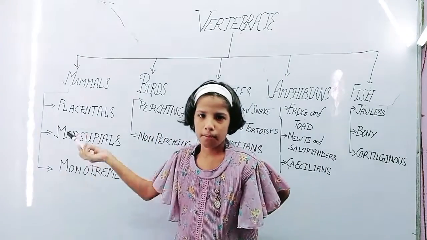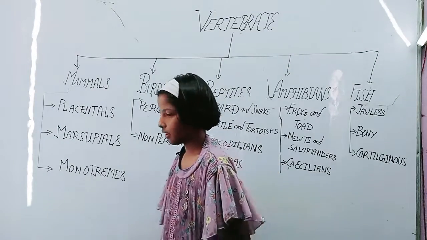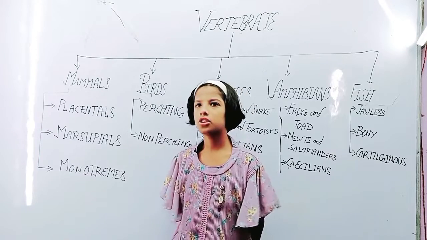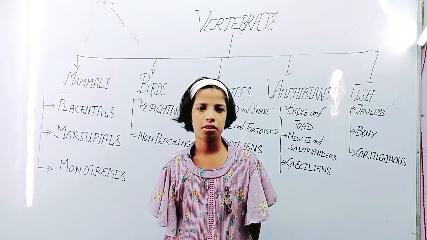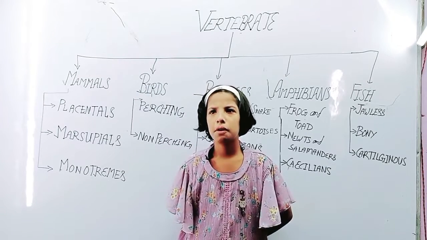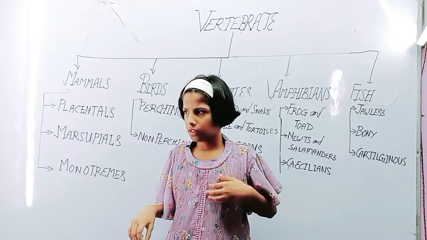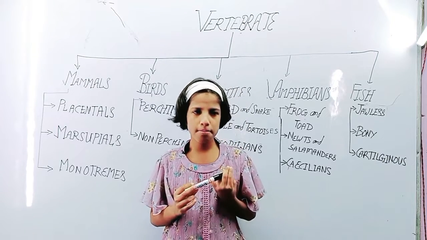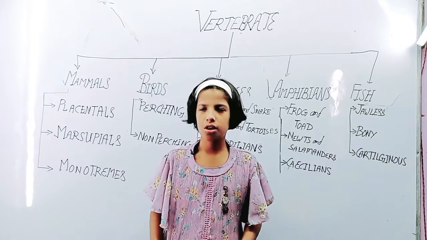Mammals. Now we are going to know about the types of mammals. Placentals. Placentals are those creatures who give birth to babies when they are fully developed. Marsupials, on the other hand, give birth before their baby is fully developed. So the baby is fully developed under the pouch of his or her mother.